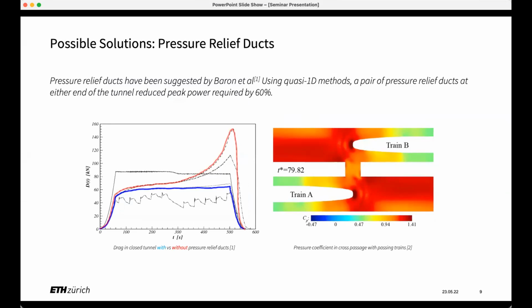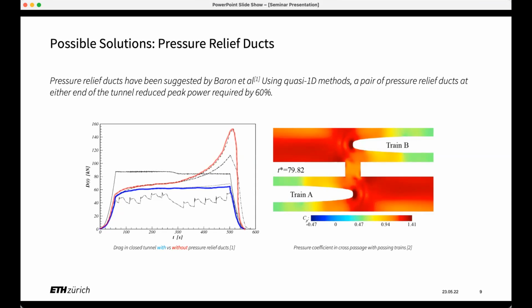And fortunately, there has been some research done on whether this would negatively impact another train passing through that tunnel. It was found that even if there are two trains passing each other, there is still a really nice drag reduction. That's the blue line there, which is drag in a closed Hyperloop tunnel, with and without pressure relief ducts. And you can see that even with another train passing, we still see a much more consistent, less peaky increase.